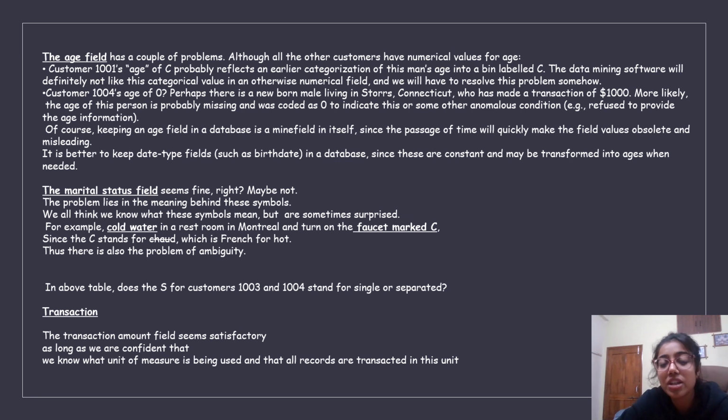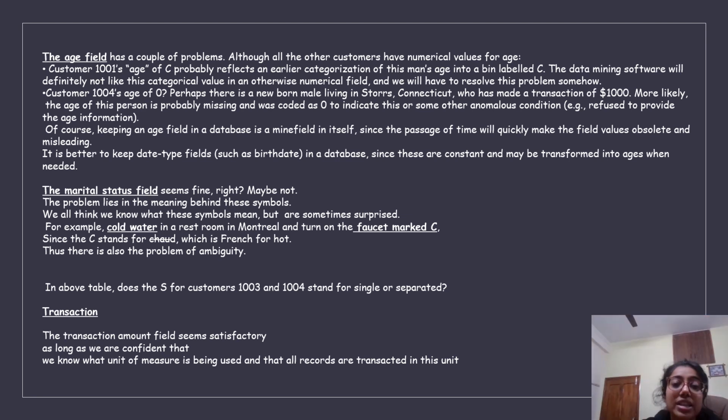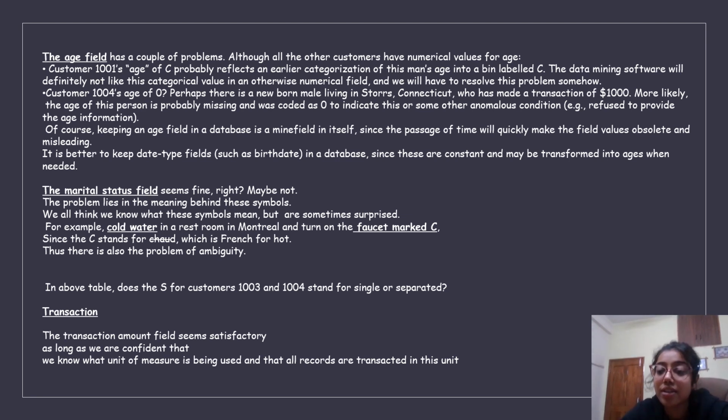Of course, keeping the age field in a database is a minefield in itself, since the passage of time will quickly make the field values obsolete, and it is better to keep a date type field. The marital status field seems fine. The problem lies in the meaning behind these symbols. We all think we know these symbols, but are sometimes surprised. For example, S for customer 1003 could stand for single or separated. This can be a question.